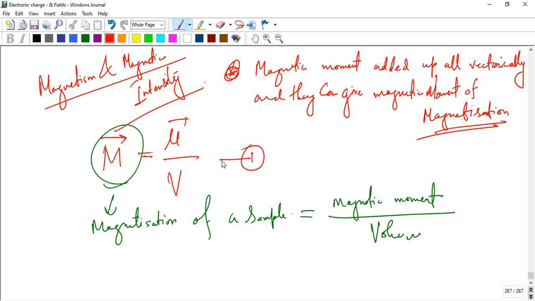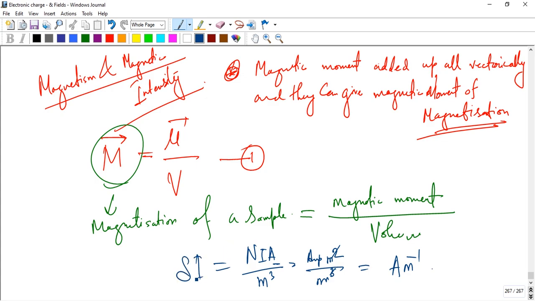So what is the SI unit of magnetization? We know that the magnetic moment mu is NIA, divided by meter cubed. N is a constant number of turns, so there is no unit there. I is in amperes, the cross-section area is in meter squared, divided by meter cubed. So a meter cancels, giving ampere per meter. That is the SI unit of magnetization.